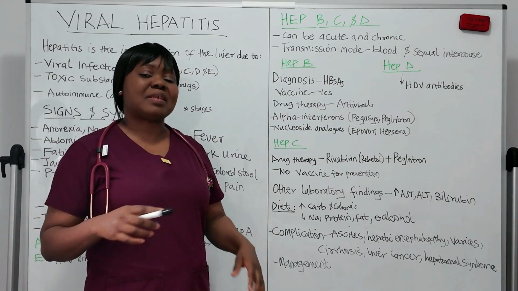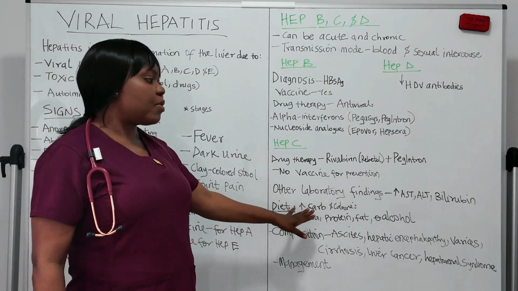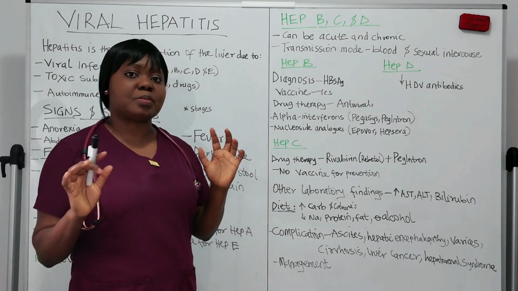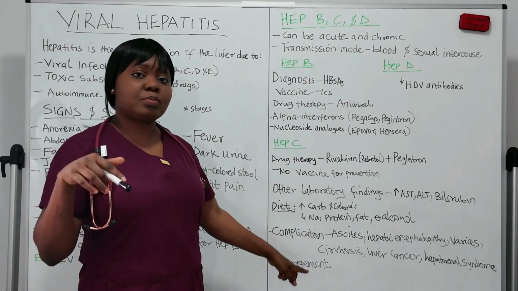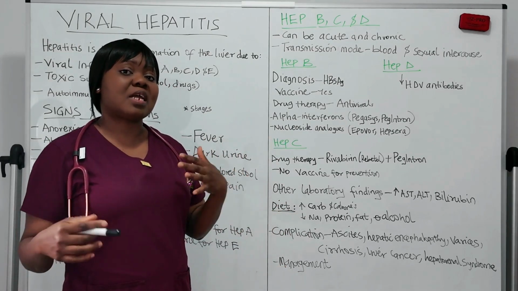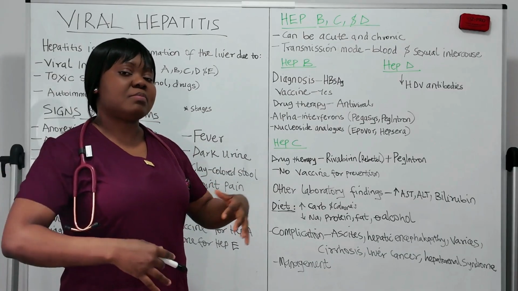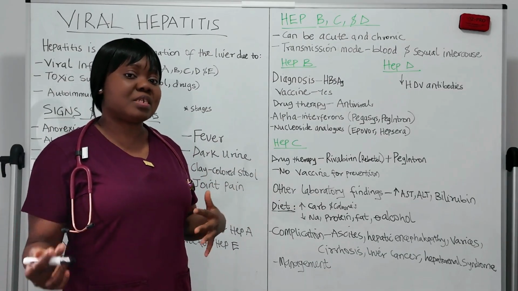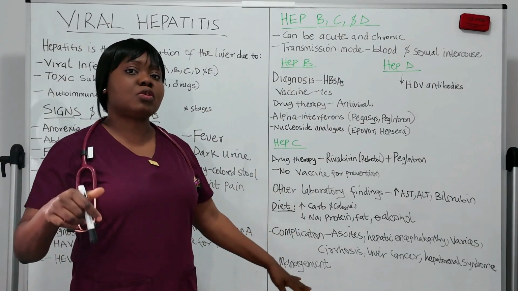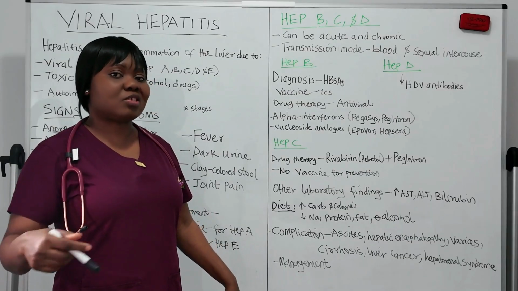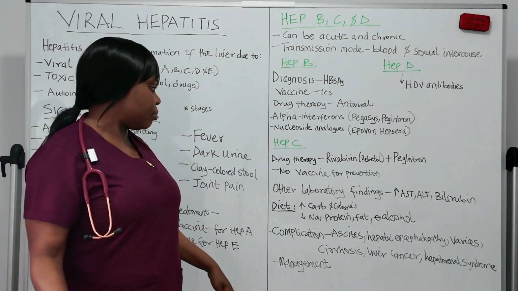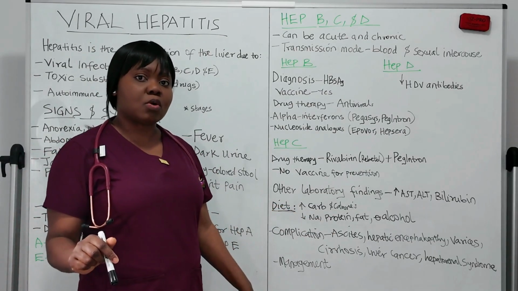Diet in managing hepatitis generally: the carbohydrates and the calories should be high, but the sodium should be low because in most cases, especially when there's a complication, they may retain fluid and there will be edema. Because of that, we want sodium to be low so that it doesn't worsen the fluid accumulation. Protein should be low also.